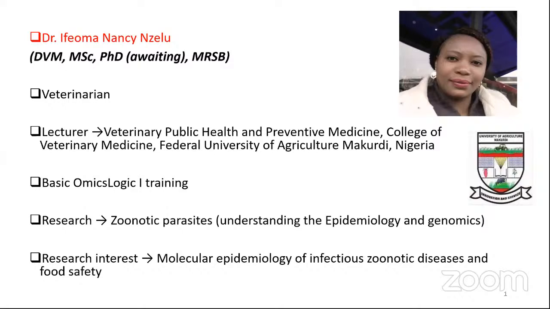My research up until this point is on zoonotic parasites, trying to understand the epidemiology. Recently I delved into genomics, characterizing the parasite that I worked on, Toxoplasma gondii. It's been a long passion for me since my DVM days up to this moment, working on apicomplexan parasites. My research interest is on molecular epidemiology of infectious zoonotic diseases and in food safety.